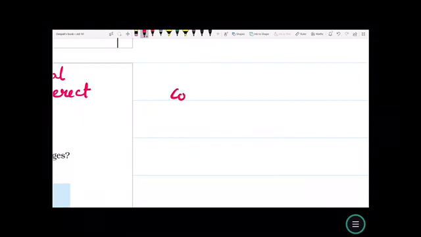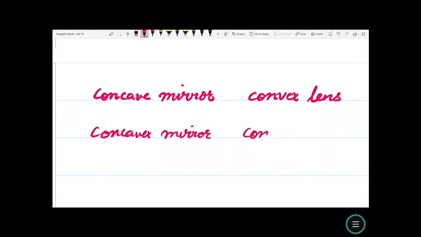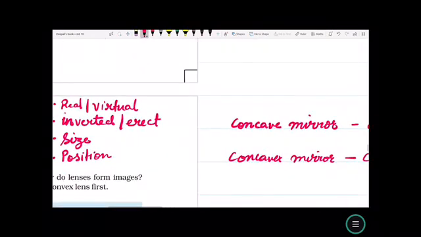Now, one more important thing you have to remember is the image formed by a concave mirror and a convex lens are similar, and the image formed by a convex mirror and a concave lens are similar. So you can say these are in pairs.